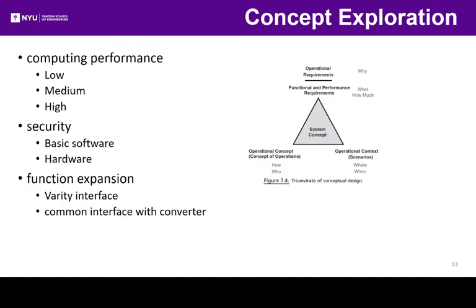In the concept exploration, we talk about three dimensions. The first one is the computing performance. We have to make it low, medium, or high. The second is security, which is basic software security or hardware security. The third one is the functional expansion. We can use a variety of interfaces or use the common interface with a converter.